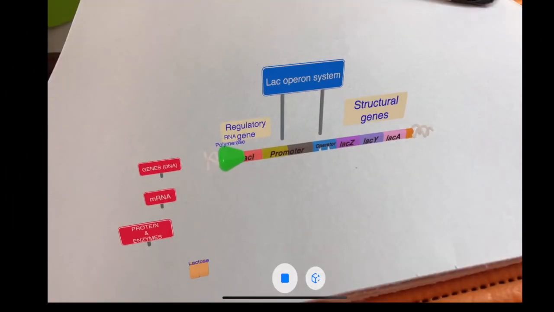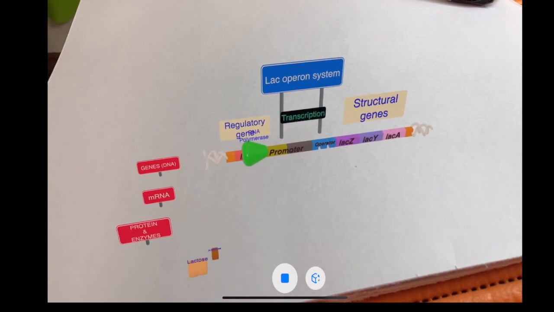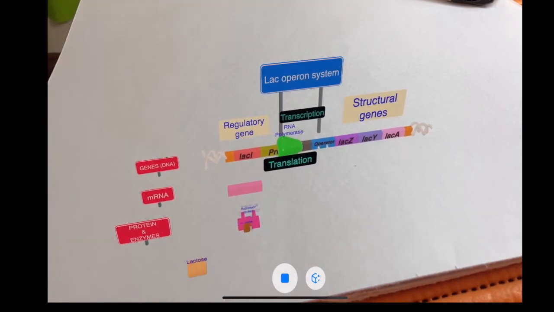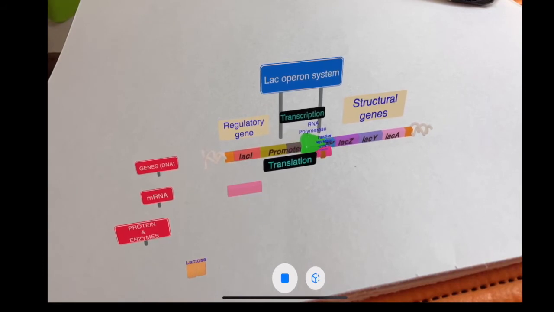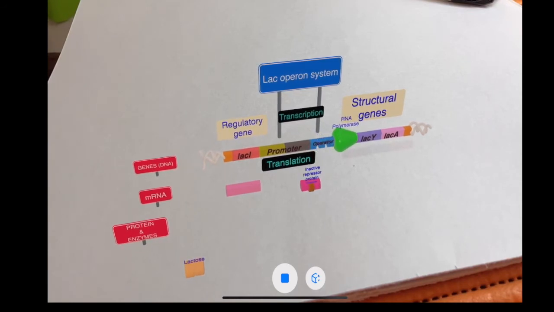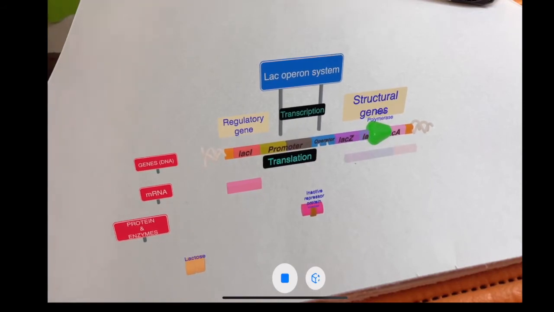In the presence of lactose, some of the lactose will be converted into allolactose. Regulatory gene lacI is transcribed and translated into repressor protein. Allolactose binds to the repressor protein. The repressor protein changes its conformational shape. This will cause the repressor protein to be unable to bind to the operator.